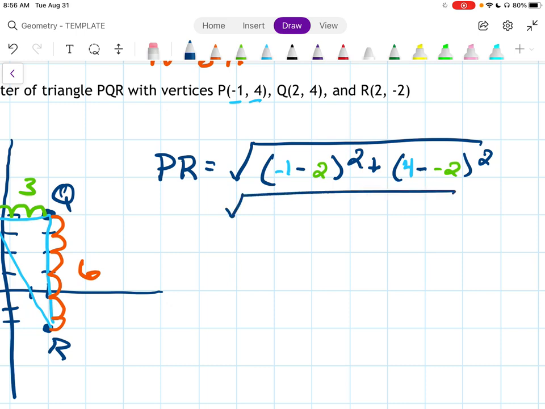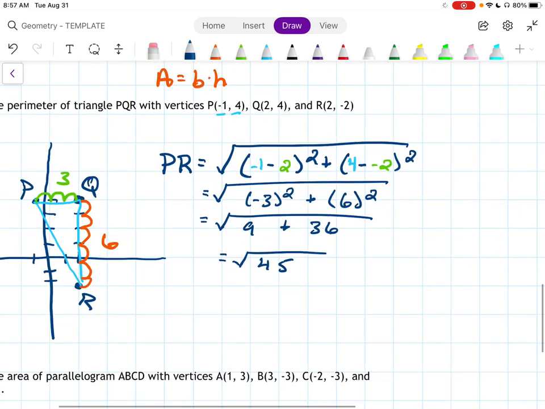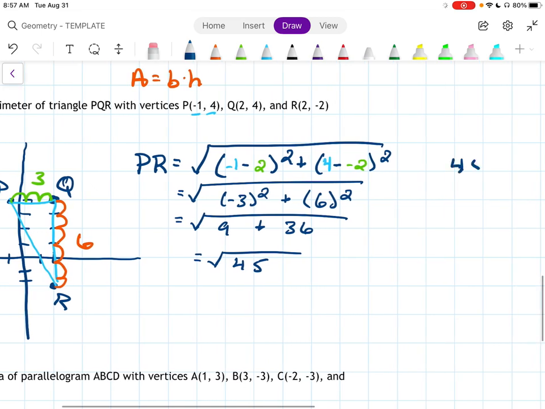So simplifying this, I have -1 minus 2 is going to be -3 squared, plus 4 minus -2 is actually going to be +6 squared. So this is 9 plus 36, so square root of 45. 45 does not have a nice square root, so I'm going to need to break it apart. It breaks apart into 9 and 5. 9 breaks apart into 3 and 3.